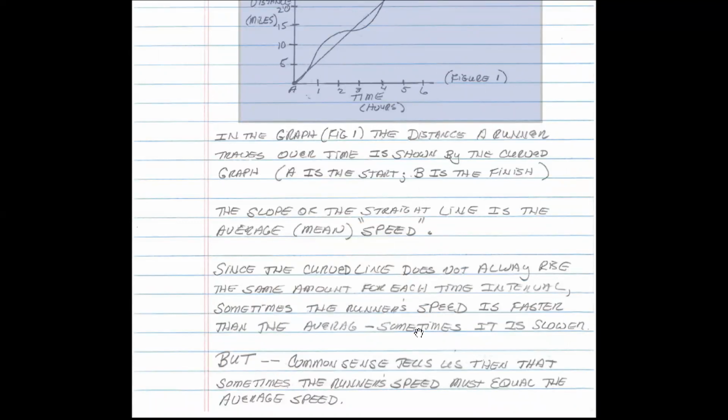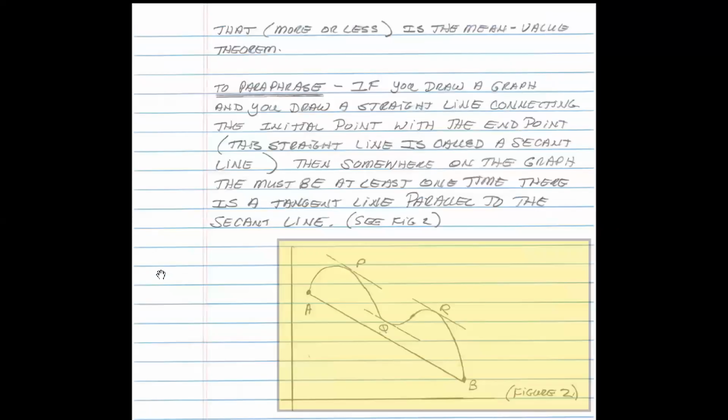But we need to talk about it a little more mathematically. So, to paraphrase, if you draw a graph and you draw a straight line connecting the initial point with the ending point, then somewhere on the graph there must be at least one time that the tangent to the graph is parallel to the secant line. The secant line is the line connecting the endpoints there.